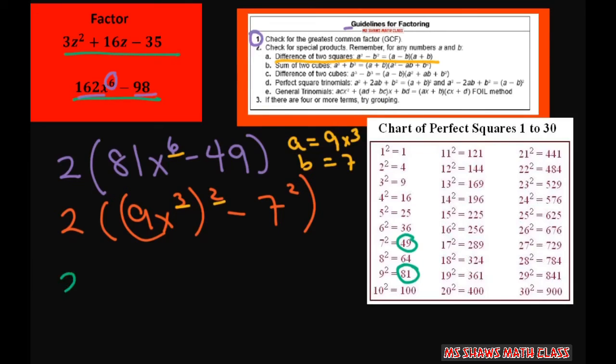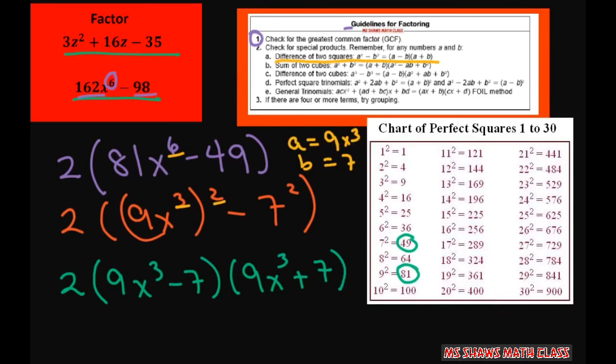So this is, don't forget your 2, keep your 2 there. So you're going to have 9x cubed minus 7 times 9x cubed plus 7. And that is your final answer.